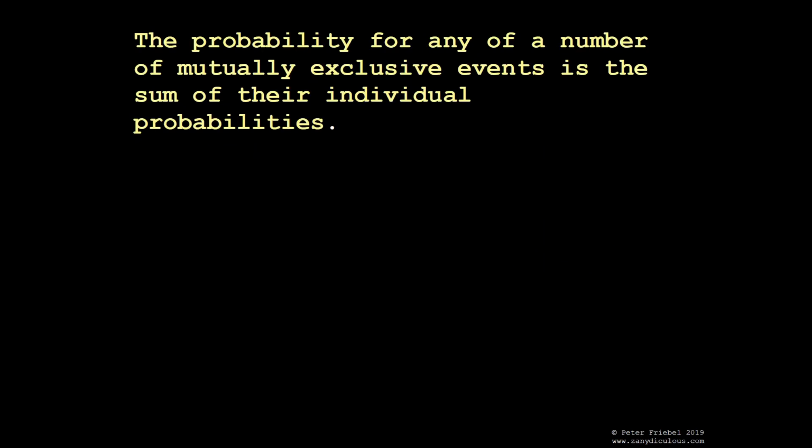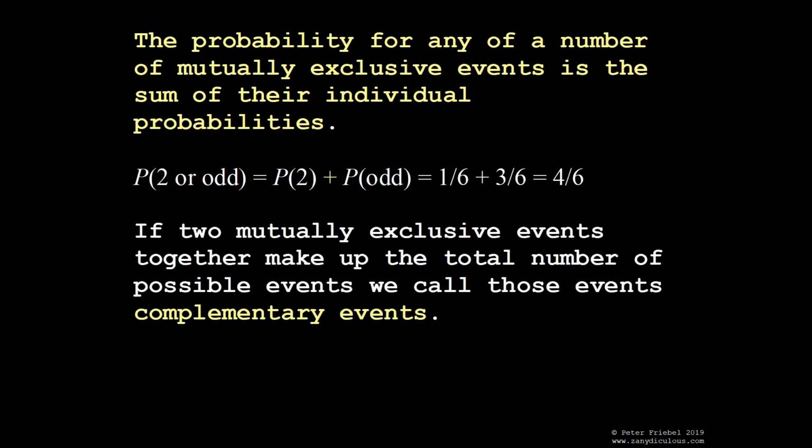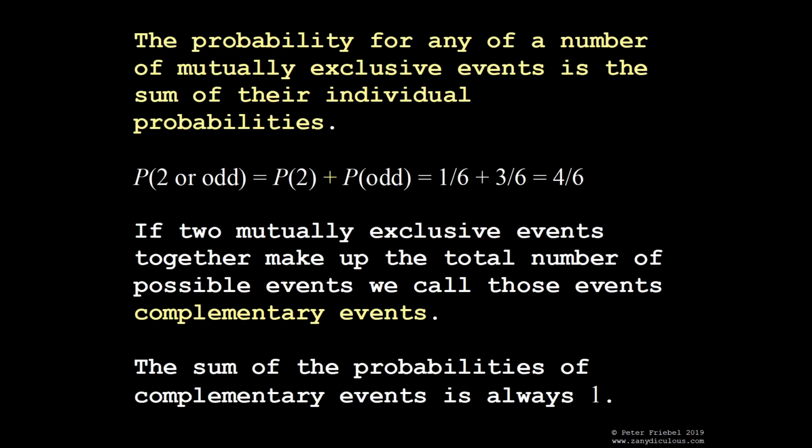The probability for any of a number of mutually exclusive events is the sum of their individual probabilities. So the probability to throw a 2 or an odd number is the probability to throw a 2 plus the probability to throw an odd number. And that one is 4/6. If 2 mutually exclusive events together make up the total number of possible events, we call those events complementary events. The sum of the probabilities of complementary events is always 1.